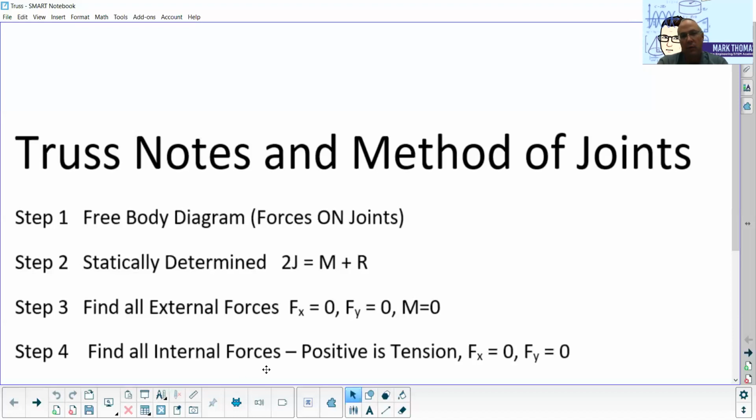The fourth step is where we'll actually spend quite a bit of our time. We're going to be looking at finding all of the internal forces. It says here that we're going to find our internal forces by using the sum of the forces in the x equals 0 and the sum of the forces in the y equals 0. But we're going to loop through that several times until we find all of our internal forces. So that's the big picture here. You'll notice also that in step 3, we're utilizing the sum of the moments equals 0. We don't use that in step 4. We'll be able to figure things out just from the force components in step 4.